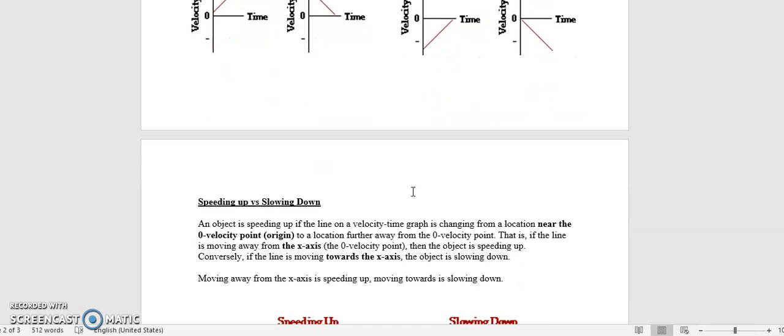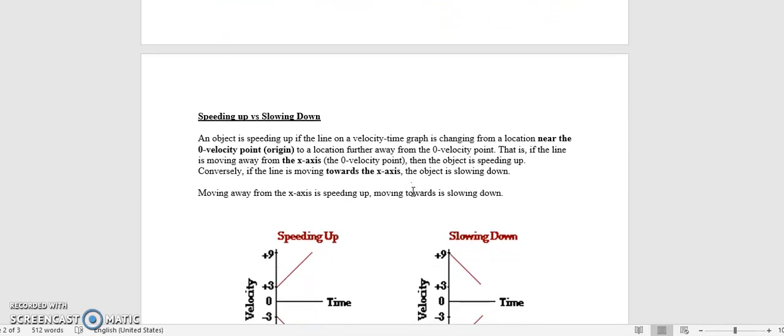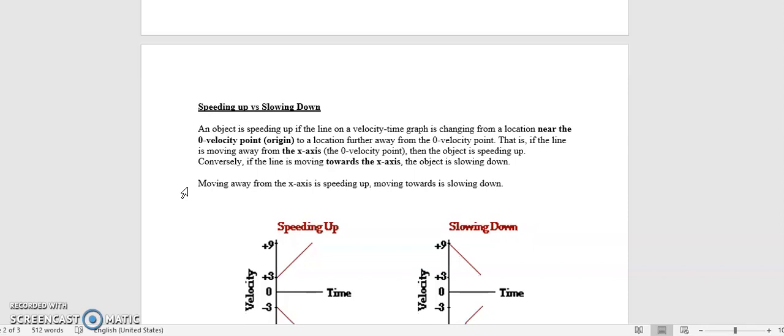So now you want to know if an object is speeding up or slowing down. An object is speeding up if the line on a velocity time graph is changing from a location near the zero velocity point to a location further away from the zero velocity point. That is, if the line is moving away from the x-axis, the object is speeding up. And conversely, if the line is moving toward the x-axis, the object is slowing down.